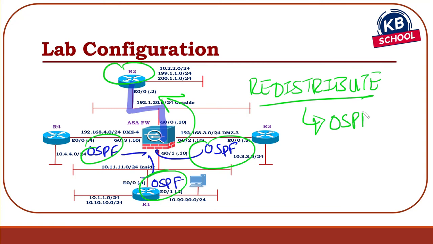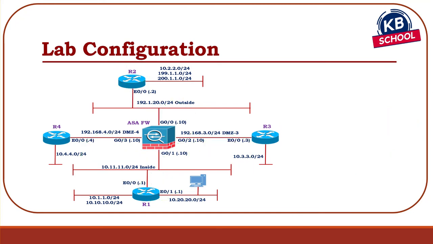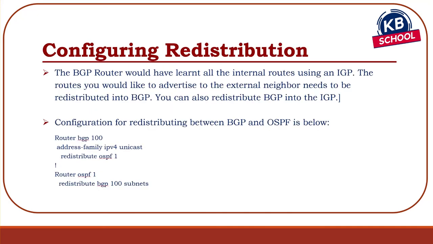OSPF routes into BGP, and also I'm going to redistribute BGP routes, take the routes that I learned from BGP and redistribute them into OSPF. This is also known as mutual route redistribution. We'll be doing that over here so that we can get the routes from router 2, which are the 199 and 200 routes, propagated to my internal routers, which are router 1, 3, and 4.